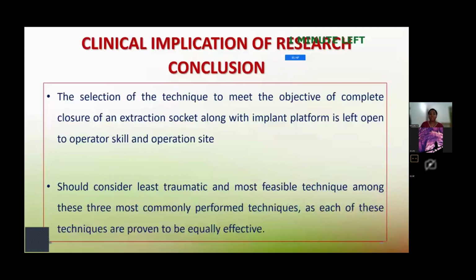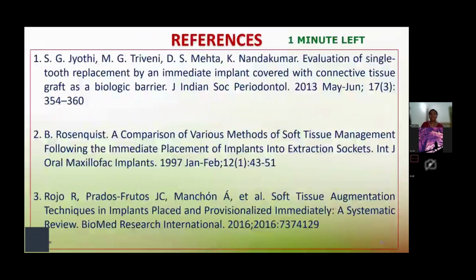And the clinical implication of the research conclusion: the selection of the technique to meet the objective of complete closure of an extraction socket along with the implant platform is left open to operator skill and operation site, and should consider the least traumatic and most feasible technique among these three most commonly performed techniques, as each of these techniques is proven to be equally effective. These were my references. Thank you.